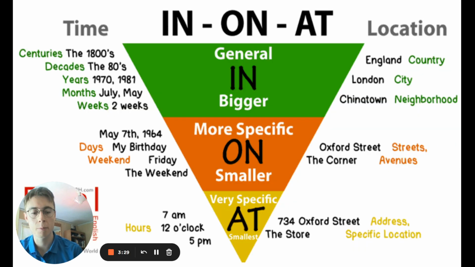So back to talking about in, on, and at. In is the most general form of location preposition. So usually we start with in. And then we move to become more specific when we say on, and then at is the most specific. So we're going to give another example of this, but maybe you live in England. So you say, I live in England, I live on Oxford Street, and I live at 734 Oxford Street.